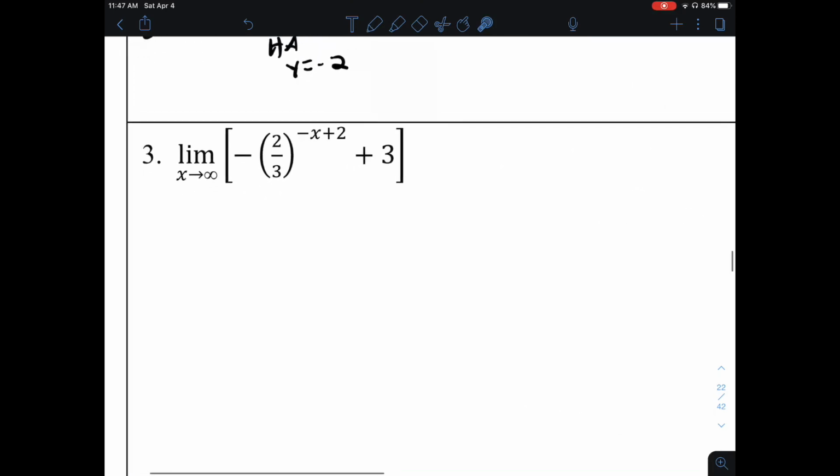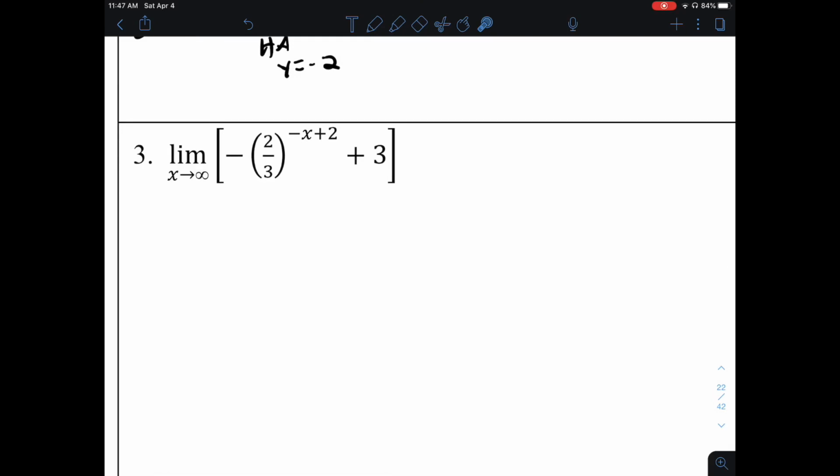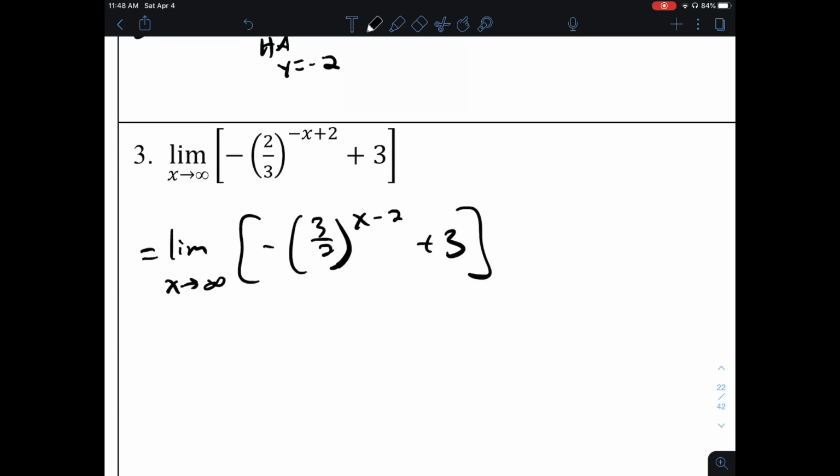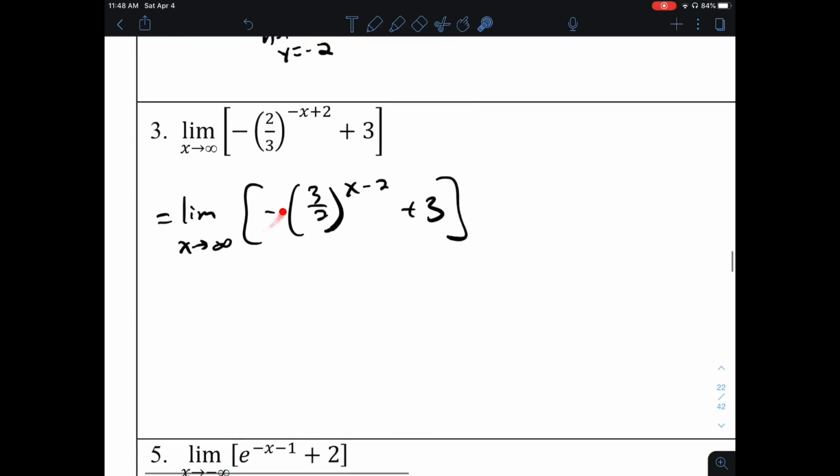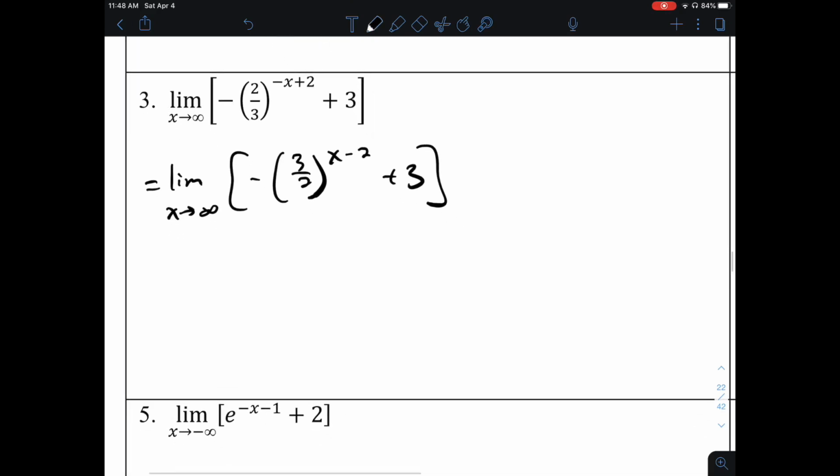Here's another one. This base is not bigger than 1, and we'd like it to be. So we could write this as the limit as x approaches infinity of negative 3 over 2. I'm going to negate the exponent, so that's going to be x minus 2 plus 3. If you recall, this is negative. It's a vertical reflection, so it's below the horizontal asymptote. There's no horizontal reflection, so therefore it is growing away from the horizontal asymptote.